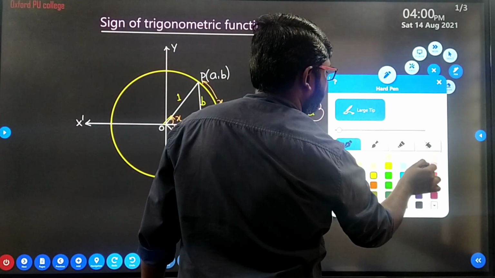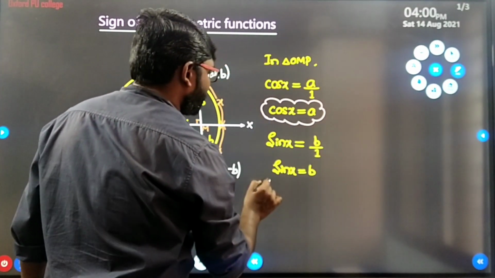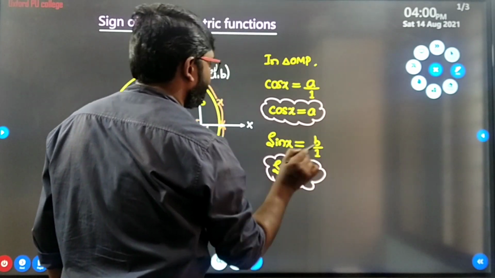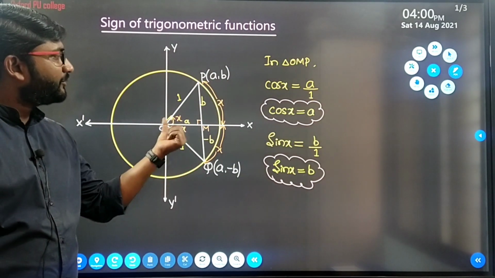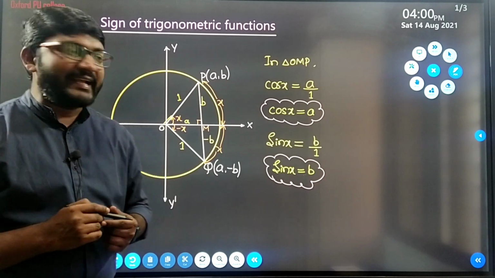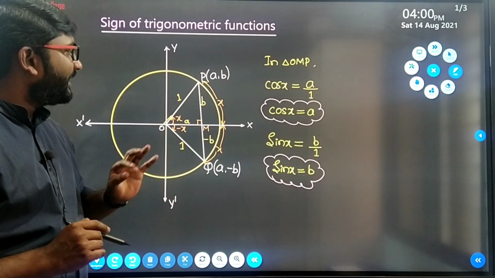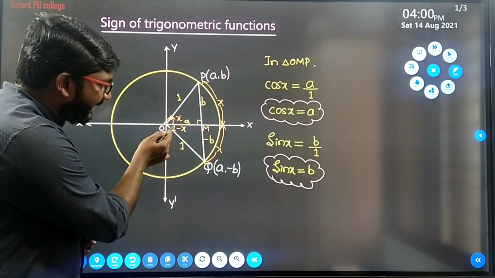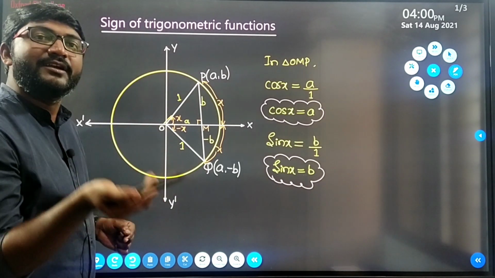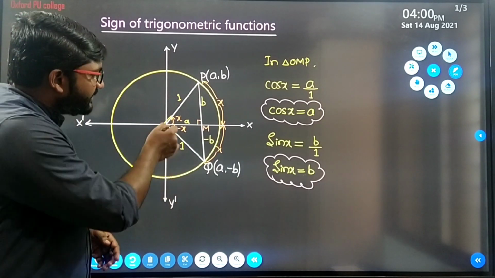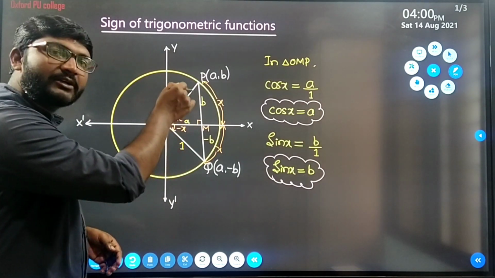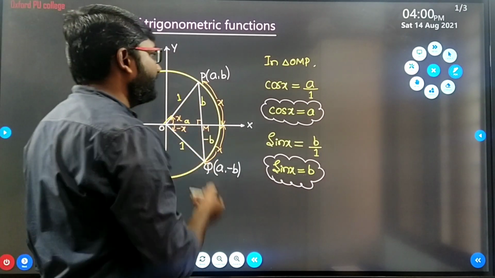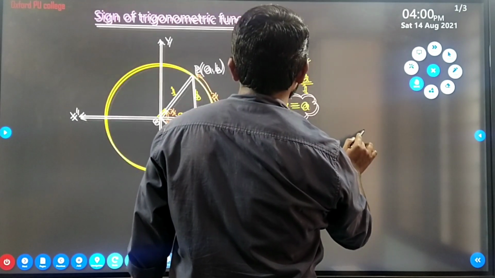So this is regarding the triangle OMP. Now consider the triangle OMQ and get the value of cos of minus x and sin of minus x, because here the angle is minus x radian. Why have we taken the minus sign? Because you are measuring the angle in the clockwise direction. Here you are measuring the angle in the anti-clockwise direction. So that is why I have taken the minus sign.